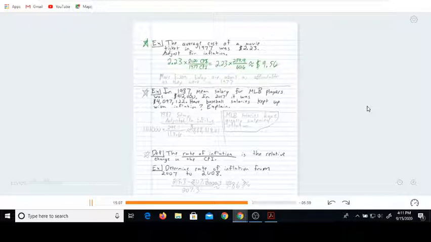So I would say movie tickets today are about as affordable as they were in 1977.